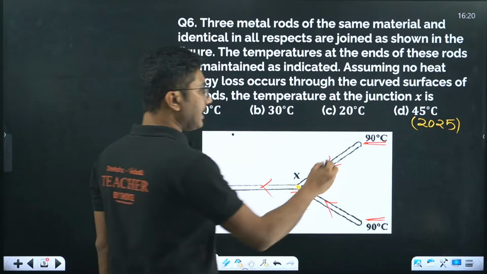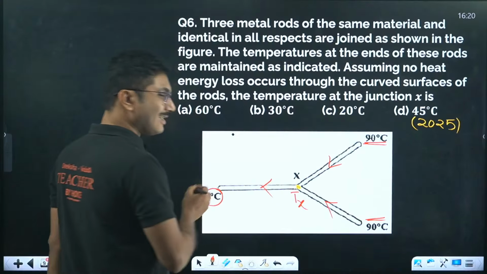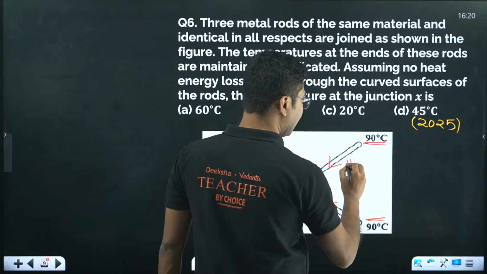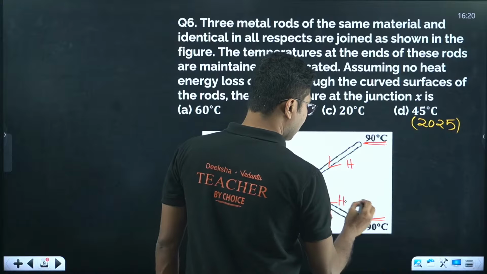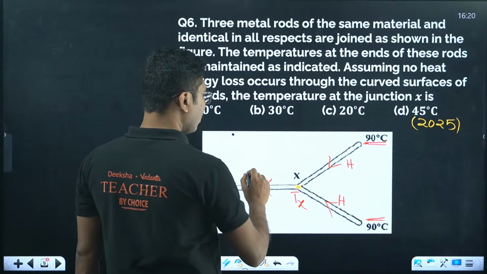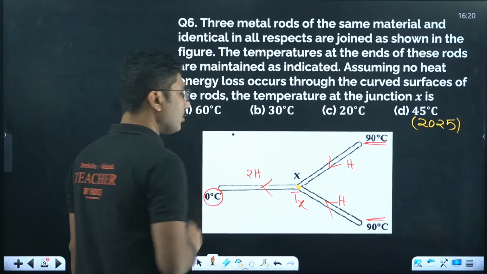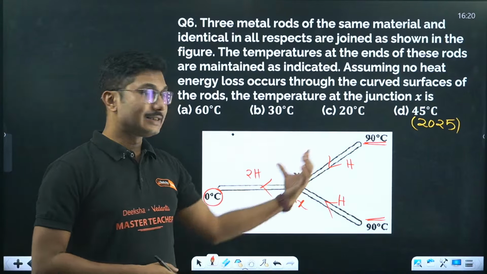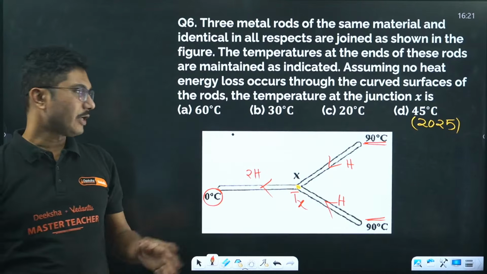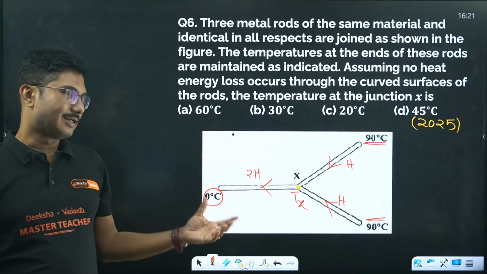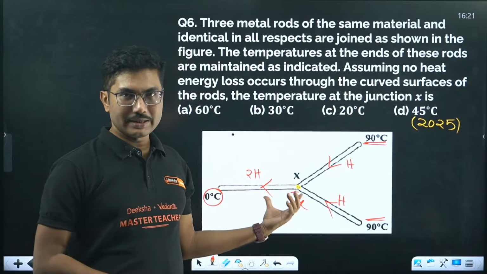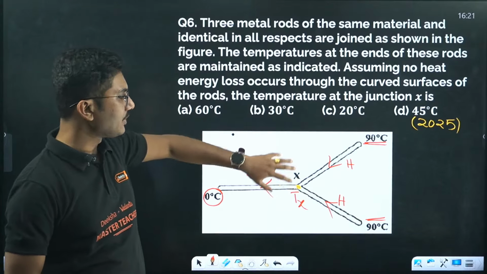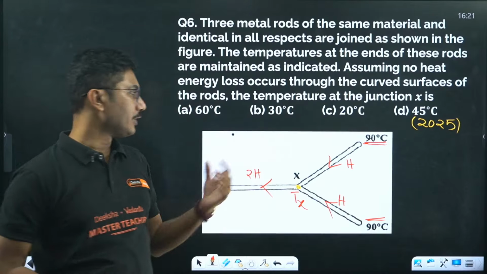Now, because all the rods are identical in nature and the lengths are the same, if heat H is coming from one side, the same amount of heat will come from the other side as well, and the total heat passing through this rod will be 2H. If you remember Kirchhoff's current law, it is very similar. It is conservation of energy here. Because heat is energy, total energy has to be conserved. So whatever heat is coming from this side and from this side has to add up, and the total heat should be 2H.